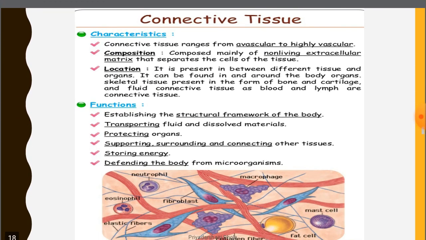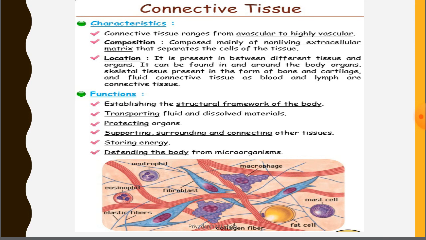Now, the next type of tissue is connective tissue. They range from avascular to highly vascular. What is the composition? They are mainly a non-living extracellular matrix that separates the cells of the tissues. Location: it is present in between the different tissues and organs, and it can be found in and around the body organs. Skeletal tissue is present in the form of bone and cartilage, and fluid connective tissue such as blood and lymph are connective tissues.